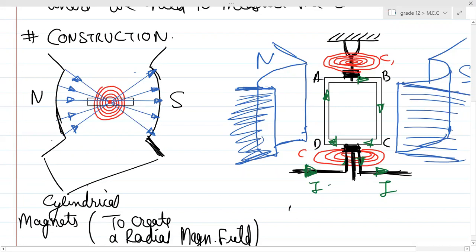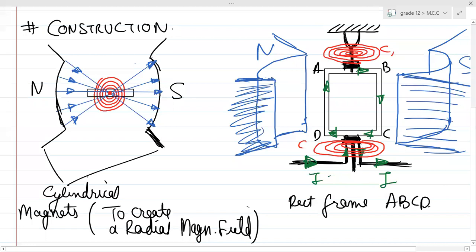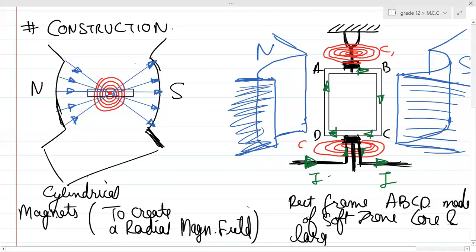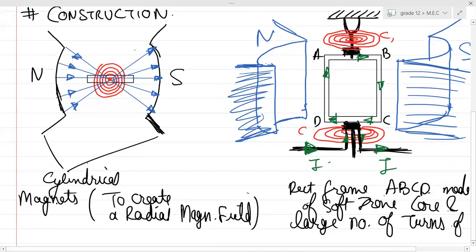So these are your cylindrical magnets, then the rectangular frame A, B, C, D, generally made of soft iron core. Okay, generally it's not necessary. So made of soft iron core and a large number of turns of copper wire. Why copper wire?